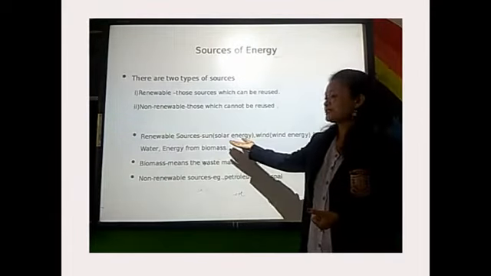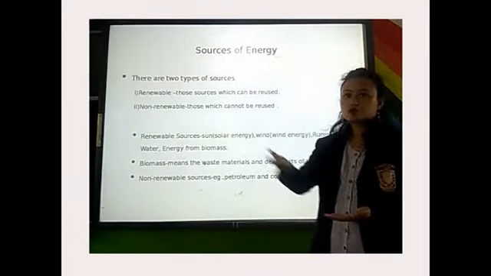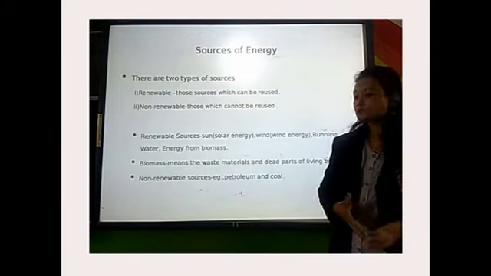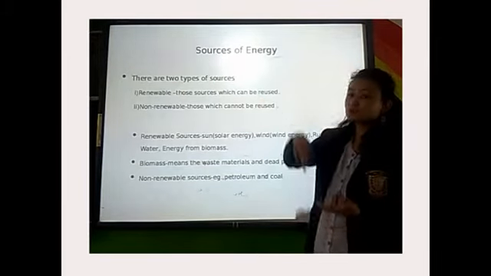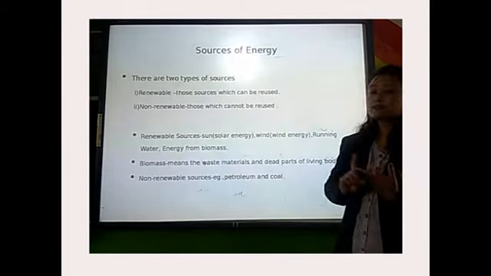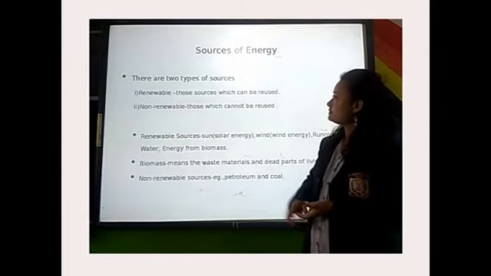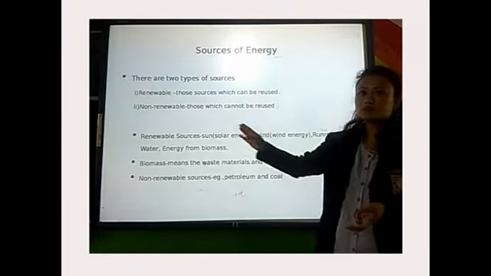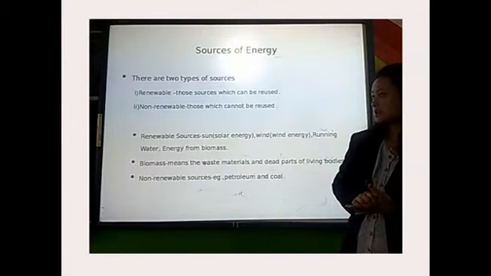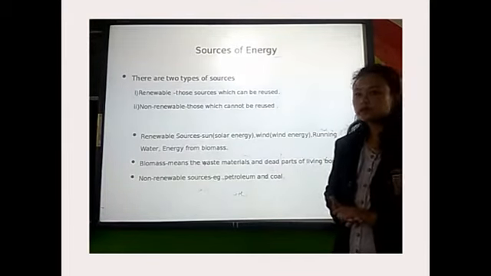And renewable sources are always there. Most of the time we can be reusing them. That's why there are two types of sources. One is renewable, the other is non-renewable. Renewable, which can be reused, non-renewable, which cannot be reused. And we discussed this.